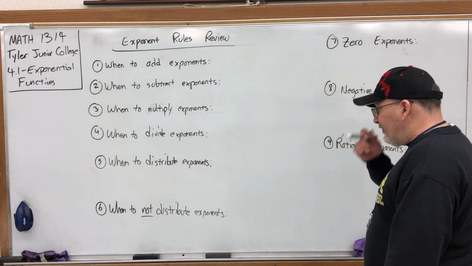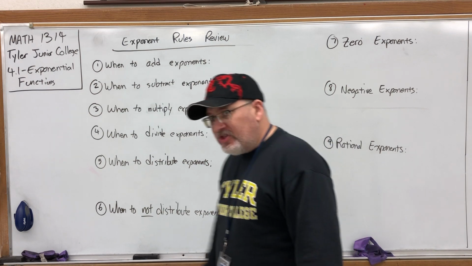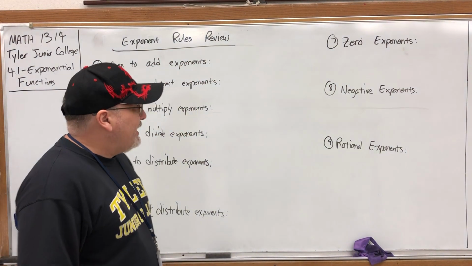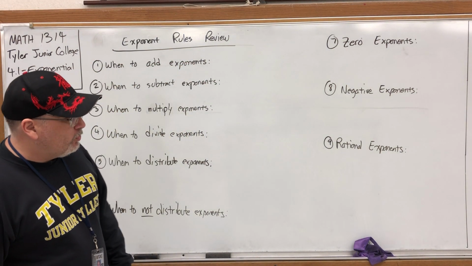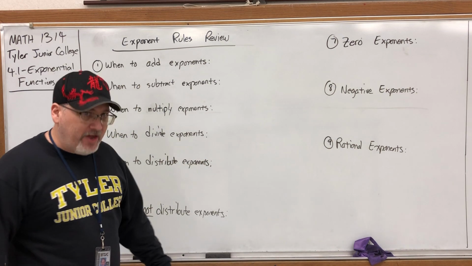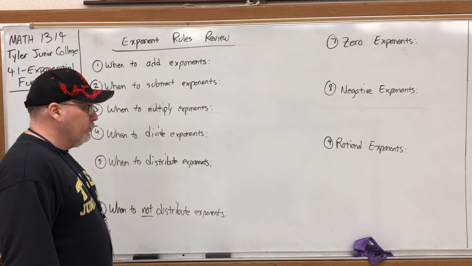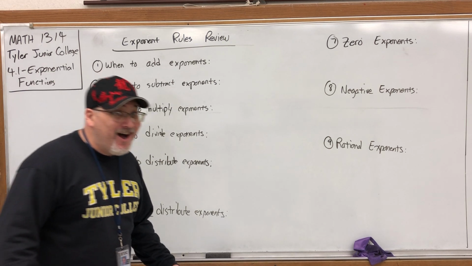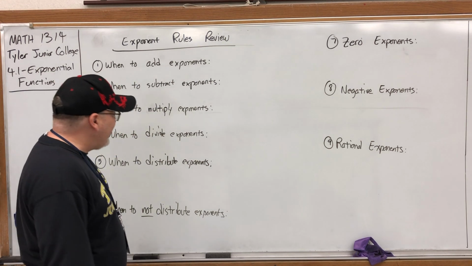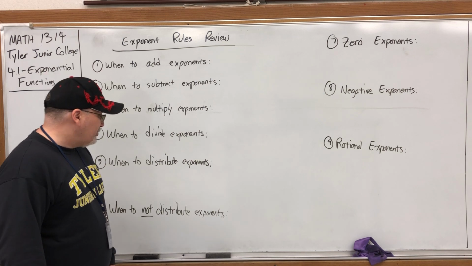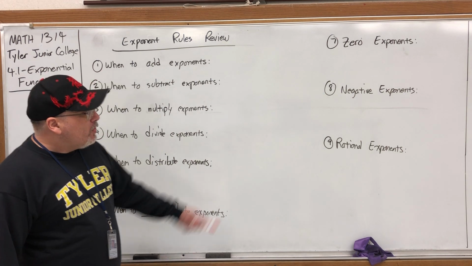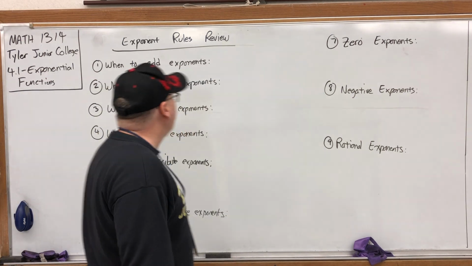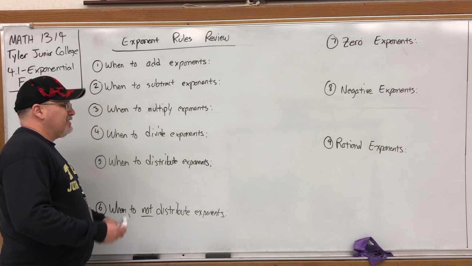On the board, you'll notice I've got a lot of descriptions on when to do things. In most classes, when they review exponent rules, they just throw them up there and say, here they are. But most exponent rules are more like instructions. When do I do this? When do I do that? When do I not do this? And so I've decided to categorize these rules mostly by what they tell you to do, with the exception of these three over here. For example, when to add exponents.